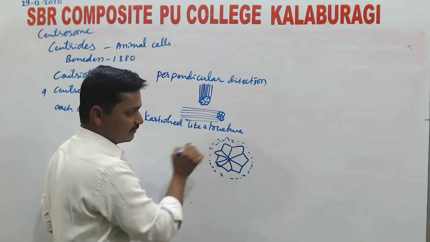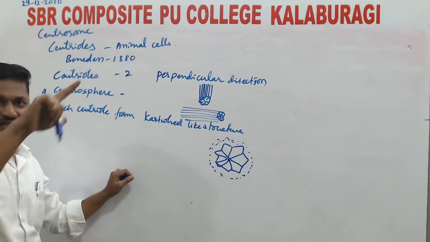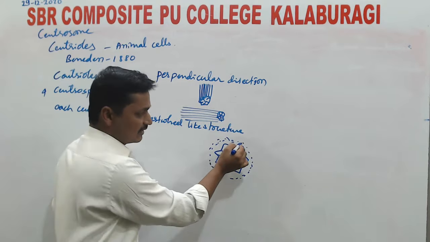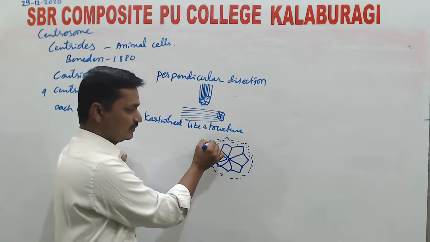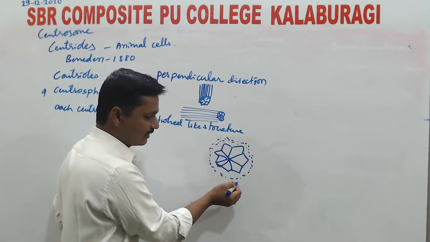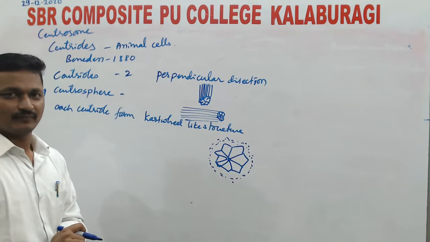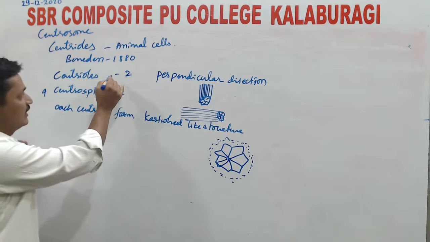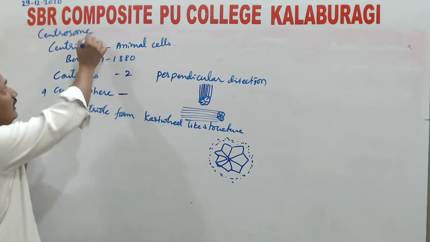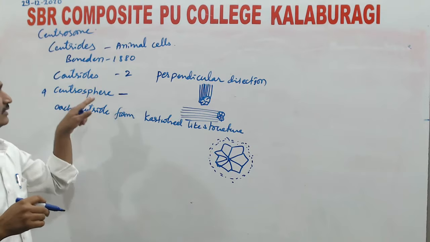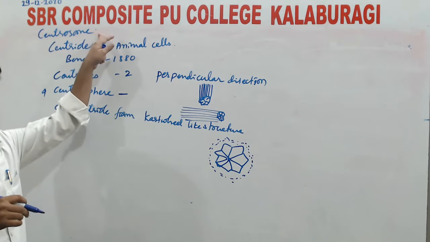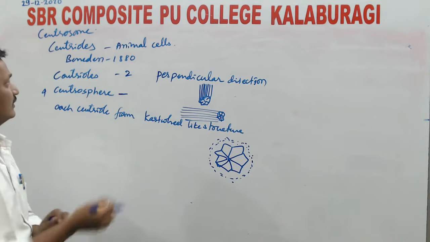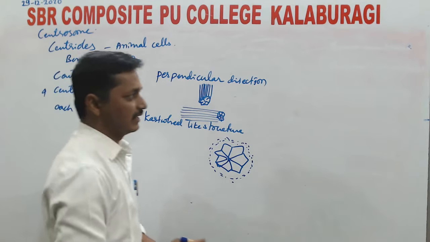Usually these lack a membrane. In ciliated flagella we find a plasma membrane, but here that membrane is absent. These are non-membrane bound organelles, simply covered by amorphous powdery, proteinaceous material called centrosphere. It is not a membrane, only an amorphous powder-like structure. Centrioles and centrosphere together form what? Centrosome. Now we discuss the structure of the centrosome or centrioles.